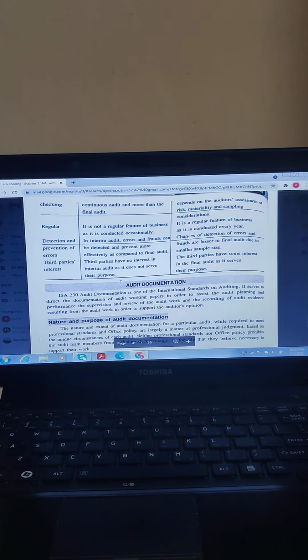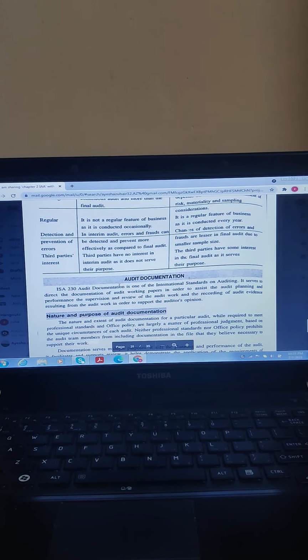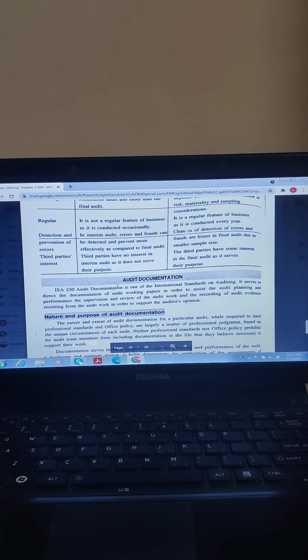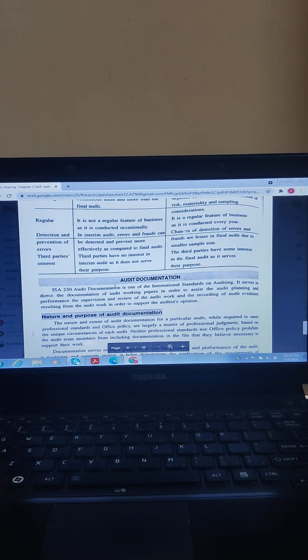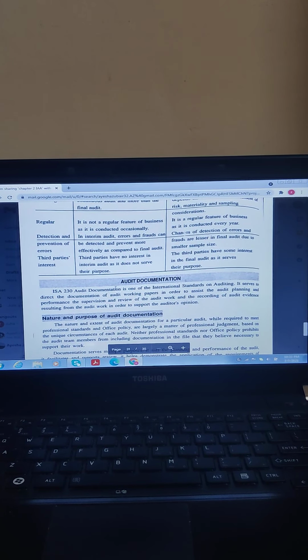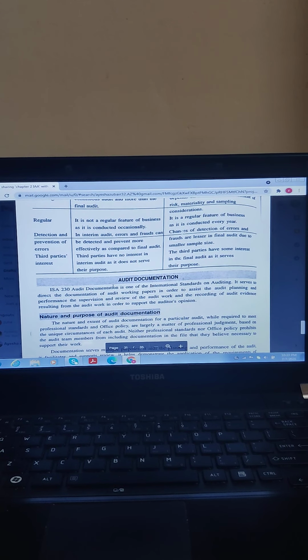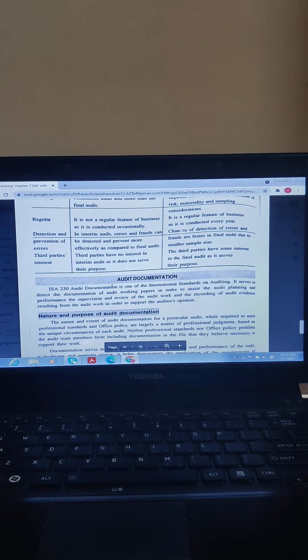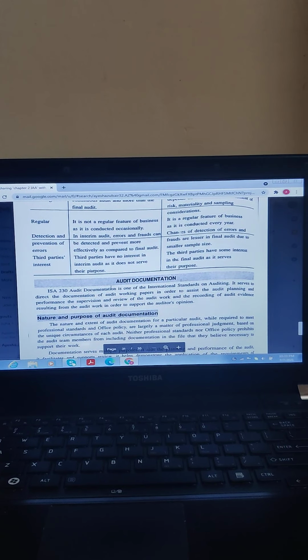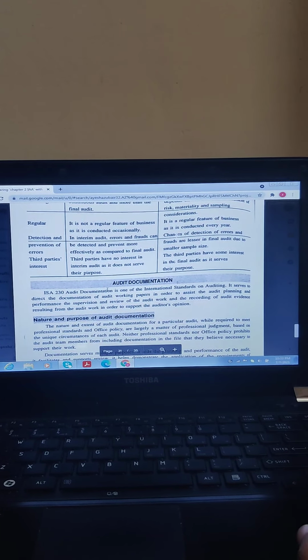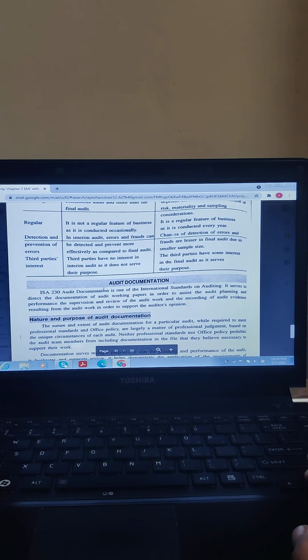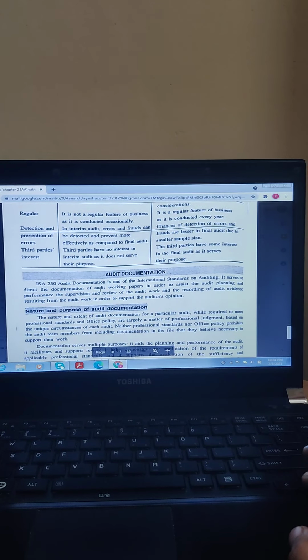Next is prevention of errors, third party interest. You can prevent errors, and frauds can be easily detected, because the interim audit is conducted once or twice a year. But in final audit, at times the errors might not be determined, and frauds detected could be very few when compared to the interim audit.